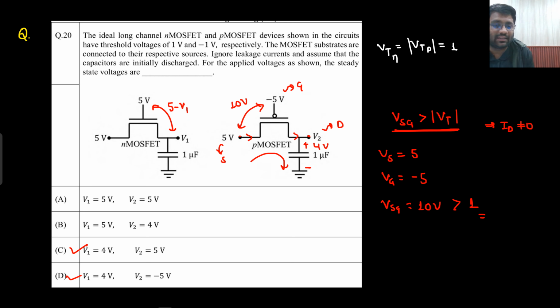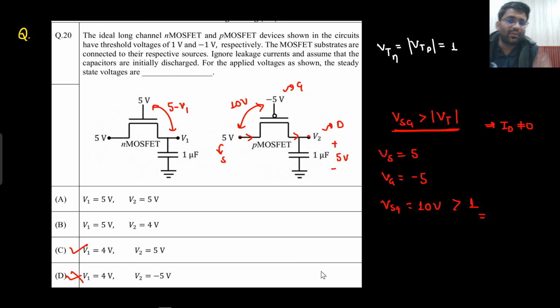It will keep on charging till what potential? Who is charging? This 5 volt is charging. So it can charge up to 5 volt. There you go. So what will be the steady state value of the drain? That would be 5 volt. So this answer is wrong. Is that understandable to you? Is the difference between NMOS and PMOS clear to you?